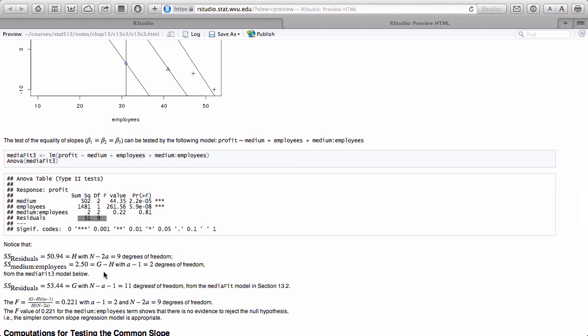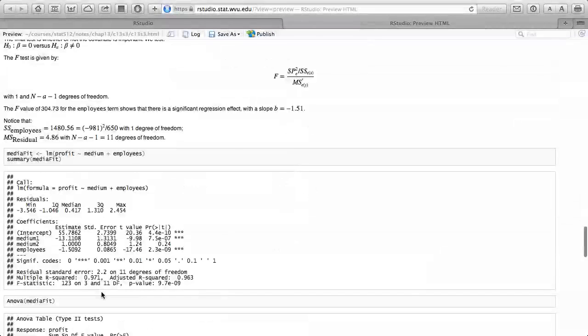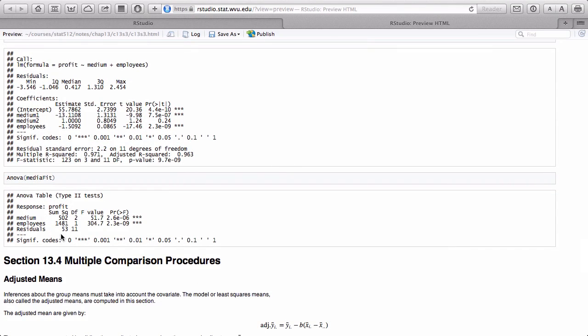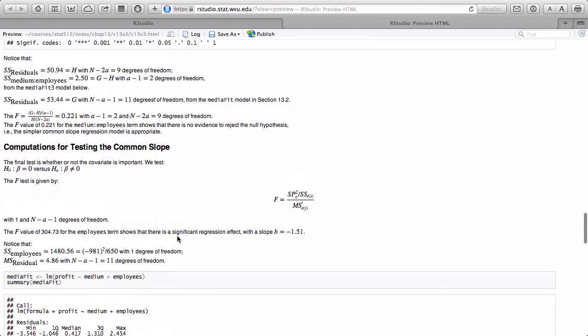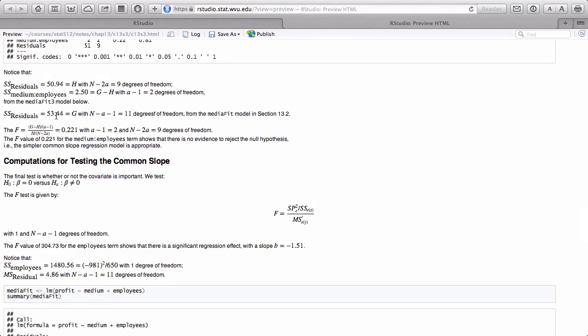And so where do you first of all get G? What's G? 53.44. Well, let's go down and look at this model. G was the common slope model, and I think I printed it out here. So this is the analysis of variance, and this is the residual, and there's the 53 with 11 degrees of freedom. That is G. That is the sum of squares residual for the common slope model, and the 11 will be n minus a minus 1. In other words, n minus 3, 15 minus 3 minus 1. So if you go back up here, the 53.44, that's G with 11 degrees of freedom.